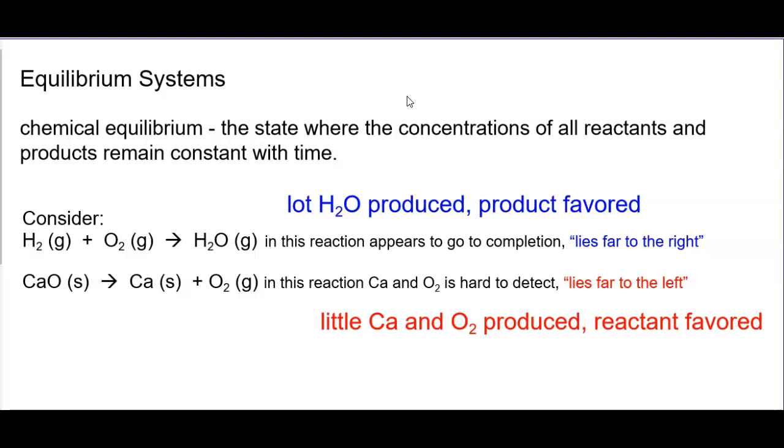Just some information to read here. Really wanting you to understand that if lots of products are produced, we consider it product favored, which means the reaction lies far to the right. If little products are being produced, then the reaction lies far to the left, or it's reactant favored.